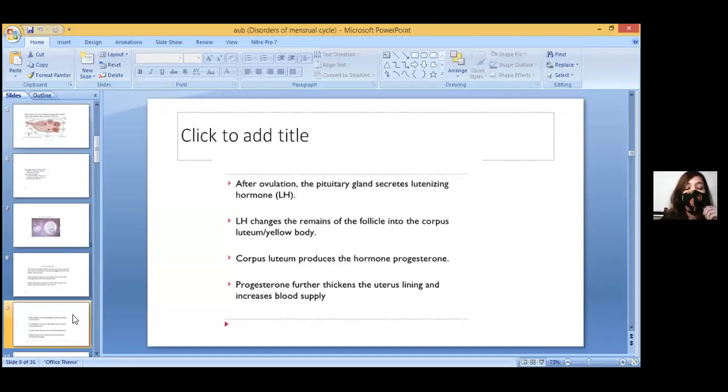Once ovulation occurs, the pituitary gland secretes the LH hormone. LH changes the remaining follicle into the corpus luteum, which is called the yellow body. When the patient becomes pregnant, this corpus luteum increases the progesterone secretion. Progesterone further thickens the uterine lining and increases its blood supply.